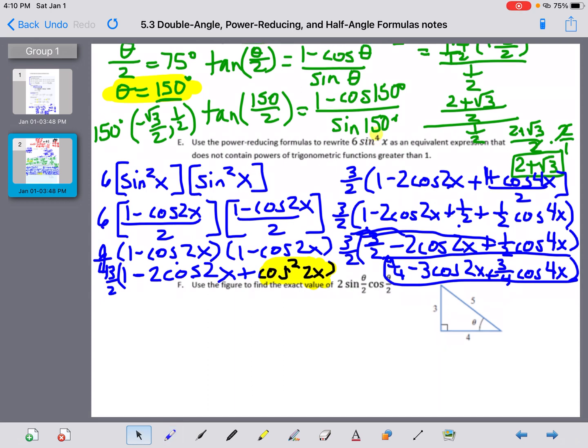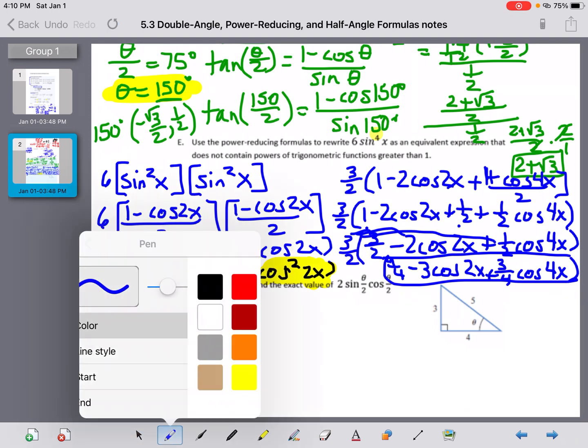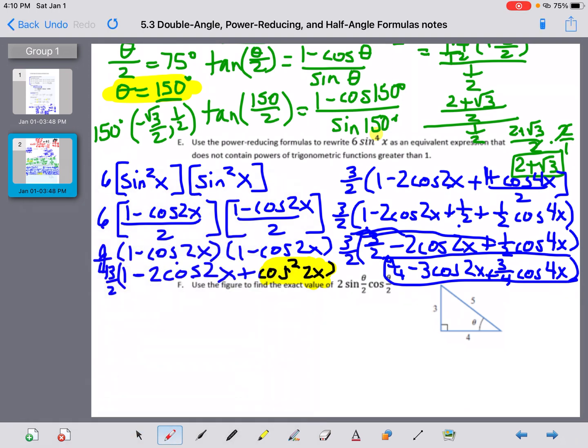All right, last one here. And I will tell you, we rarely use the power reducing, but it's nice to have that in our toolbox if we need to. It says, use the figure to find the exact value of 2 times the sine of the half angle times the cosine of the half angle. Okay, we already have our triangle. It's all filled out for us. We know the 3, 4, 5 triangle.